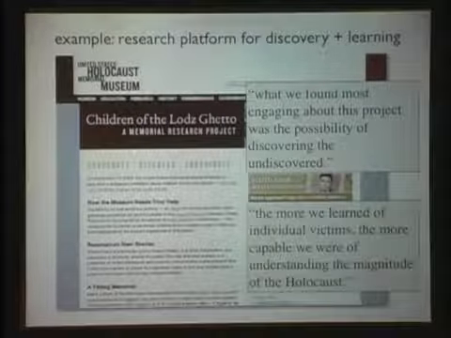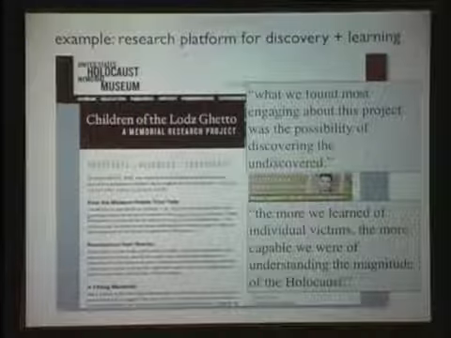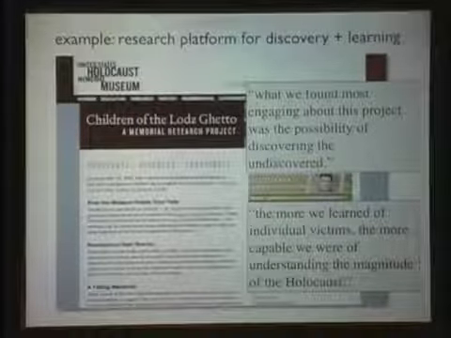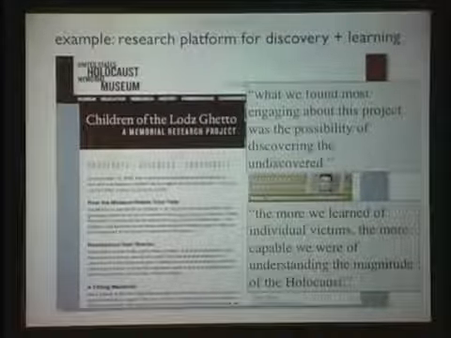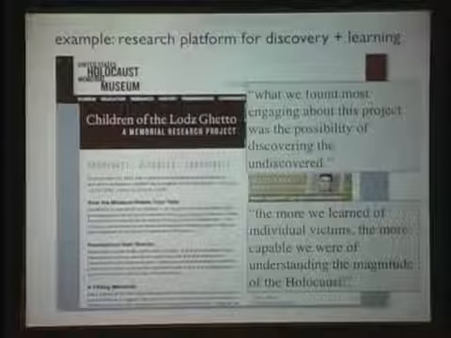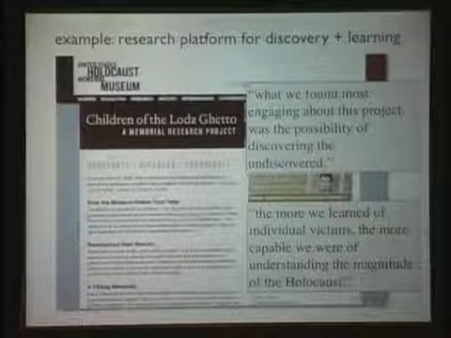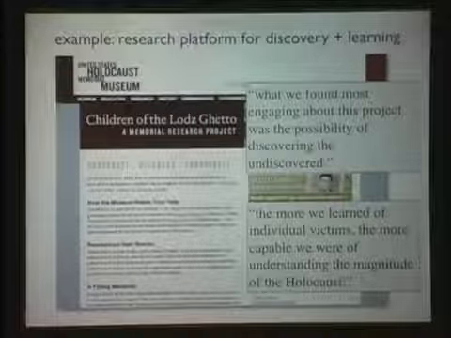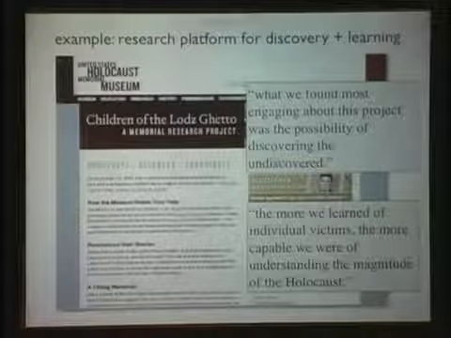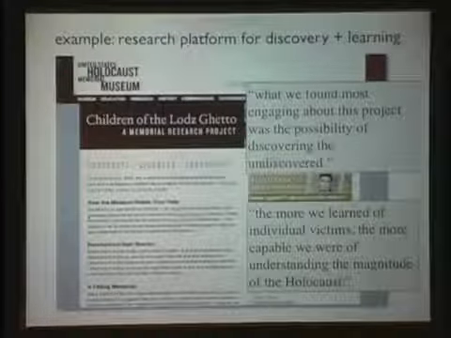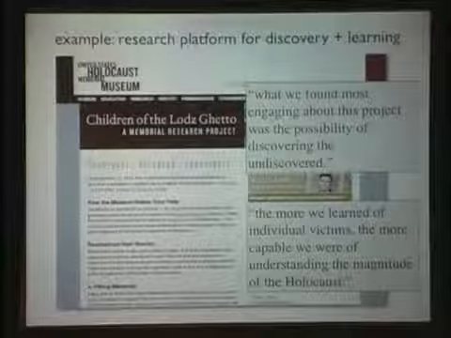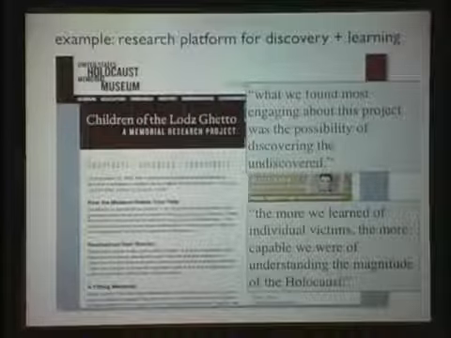And then this second one, the more we learned of individual victims, the more capable we were of understanding the magnitude of the Holocaust. That this opportunity to do research, to connect through the Holocaust Museum to other students who are also doing the research, to artifacts, to databases, allows people to do this learning and to be inspired discoverers and learners.